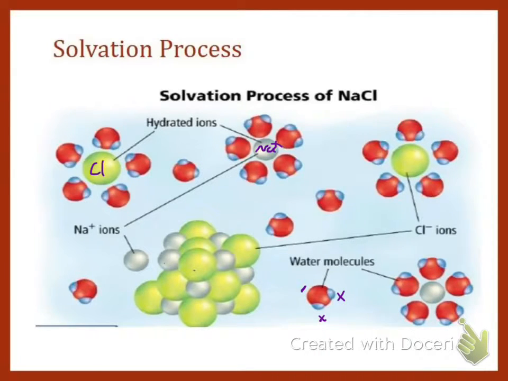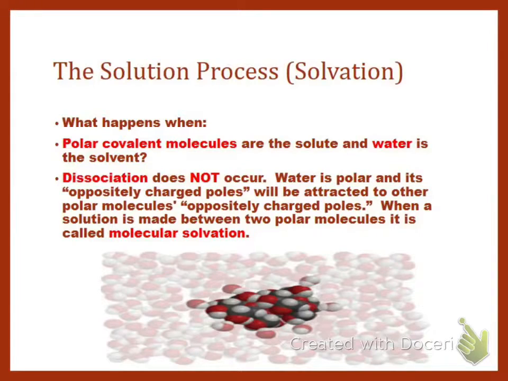So what happens for the chlorine is it orients itself so that the slightly positive side of water right here is attracted to the chlorine. And then for the sodium, the slightly negative side of the oxygen right there is attracted. I'm just drawing that wrong. Sorry about that. Let me erase that. Okay. So the slightly negative side is attracted to the sodium, and the slightly positive side of water is attracted to the chlorine. So they surround them. It's called being hydrated.